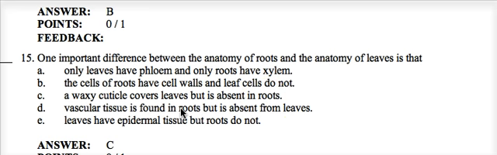Vascular tissue is found in roots but is absent from leaves. Well, that's not true. We've got to have xylem and phloem in both roots and leaves. Leaves have epidermal tissue but roots do not. They both have epidermal tissue.